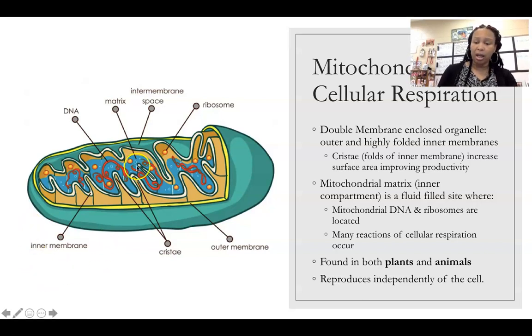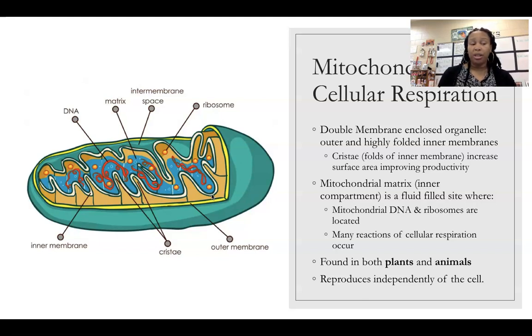The matrix of the mitochondria is where your Krebs cycle is going to occur, and the cristae, or the folds in the inner membrane, are again extremely important for the oxidative phosphorylation process and electron transport, which leads to the production of ATP.